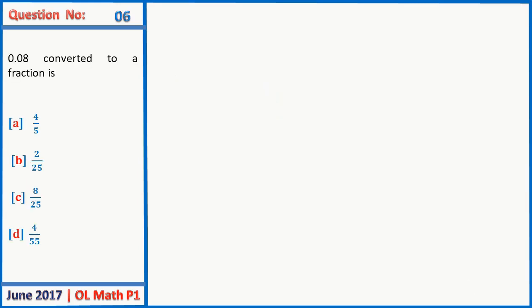Question 6. Convert 0.08 to a fraction. 0.08 is the same as 8/100 since there are 2 decimal places, and when we cancel out, we will have 2 on 25, and the key is B.